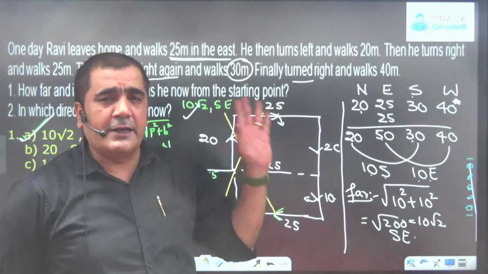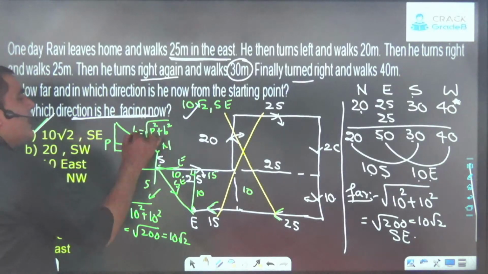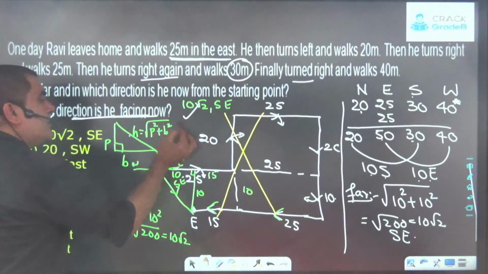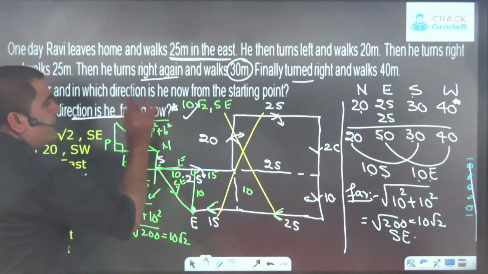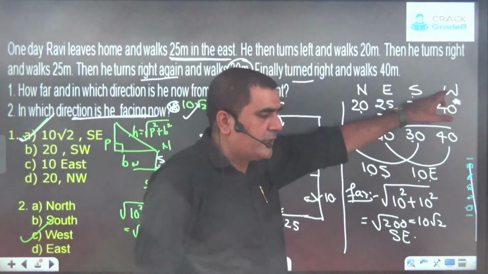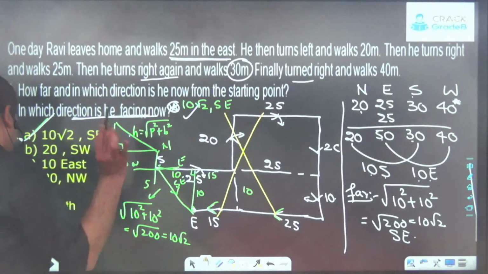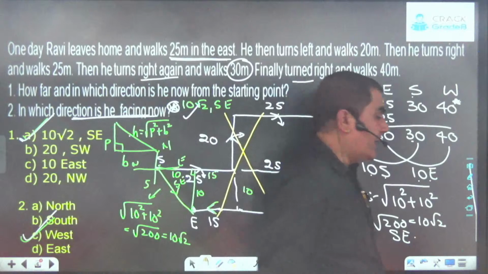Understood? Now, if the examiner is going to ask in which direction is he facing now? Just see where I have put this star. I have put this star in this direction, west. So answer for the second one is west. Understood?